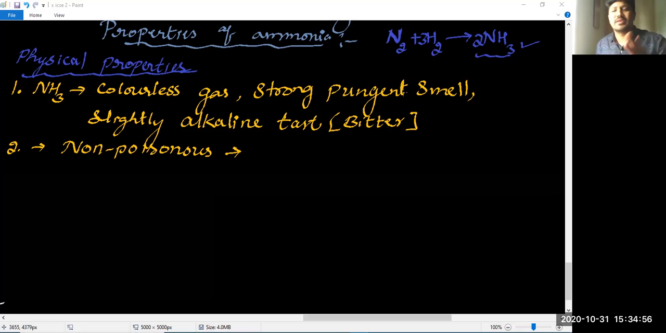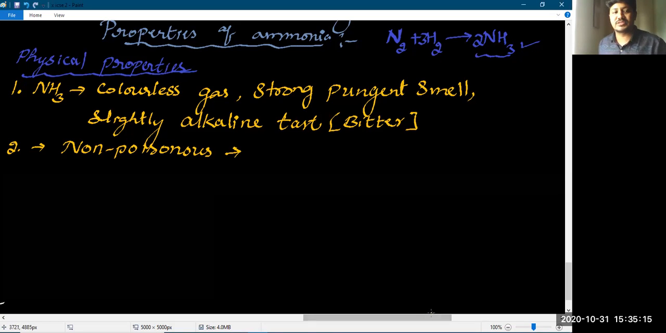Now let us go to the physical properties of ammonia. Physical means by touching. We can sense with our sensory organs, either by smelling, touching or tasting the compounds. That is what we call the physiological nature of the compounds. What is ammonia, and how does it look? It looks colorless, it is a transparent gas, and it has a very pungent odor.